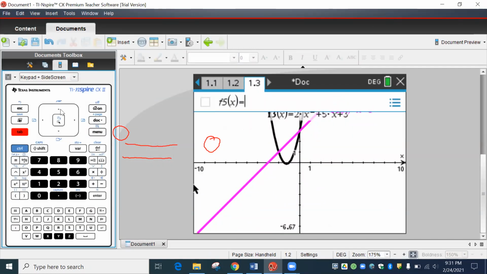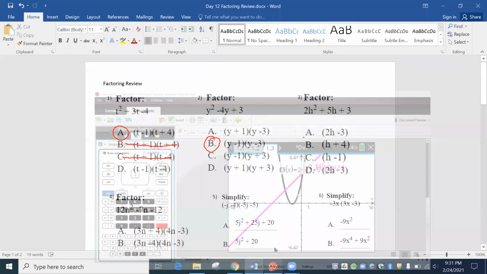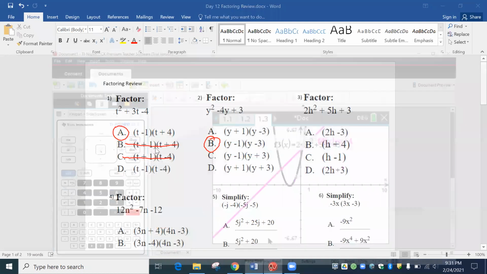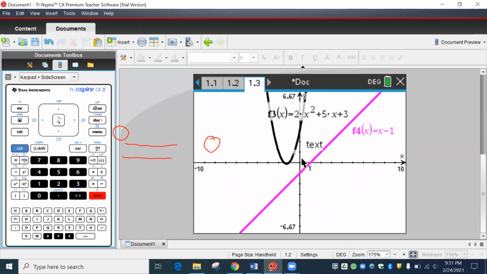So tab, go up, delete x plus 4, sorry. All right, well, that's definitely not it. So the fact that it's crossing it doesn't matter. It has to have the same zeros. And these are not the same. Okay, so then we've got x minus 1. So tab, I'm going to change this to minus 1. Hit enter. All right, so that's not looking right.